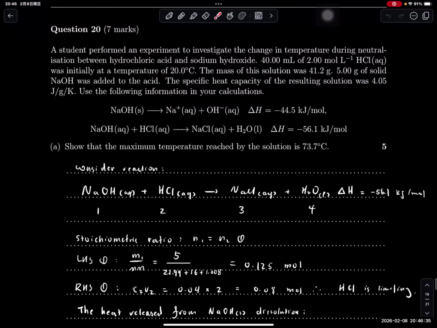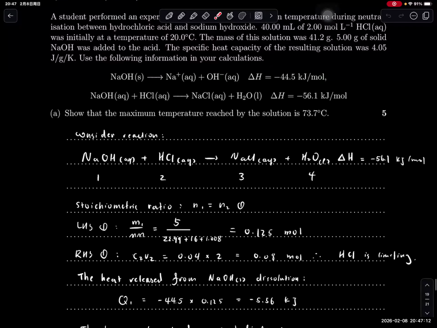Question 20. A student performed an experiment to investigate the change in temperature during neutralization between hydrochloric acid and sodium hydroxide. It tells you the amount of hydrochloric acid, and the initial temperature. It tells you 5 grams of solid sodium hydroxide is added, and then the heat capacity of the mixture. Show that the maximum temperature is this much. So we want to consider the generic equation where sodium hydroxide reacts with hydrochloric acid to form this and that, and then label 1, 2, 3, 4.